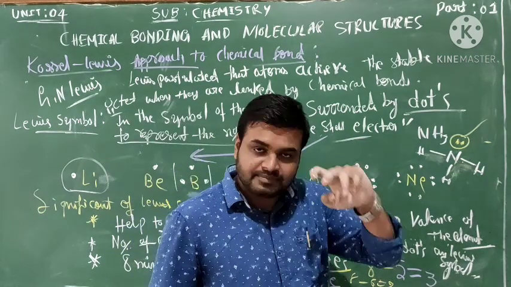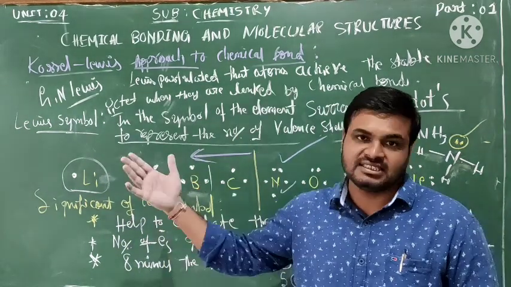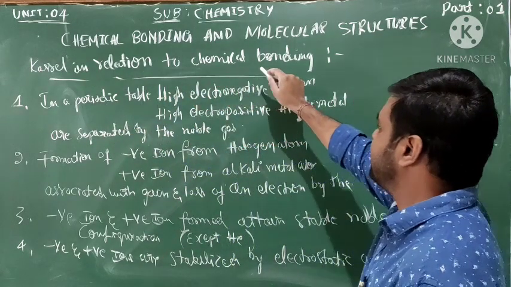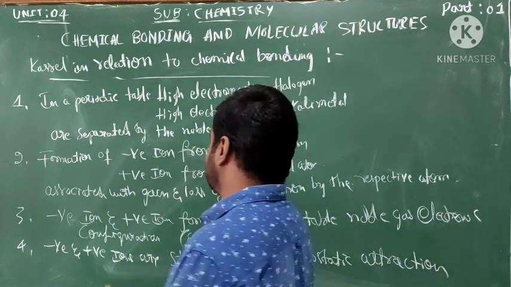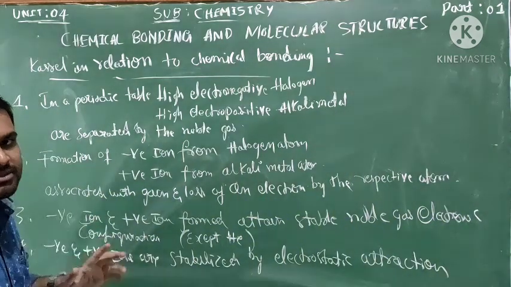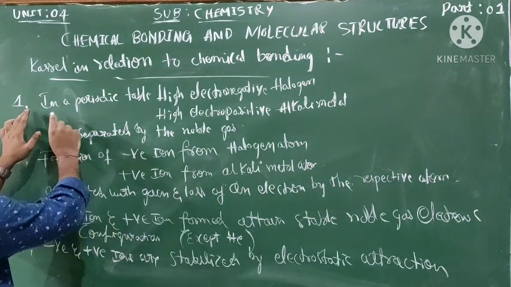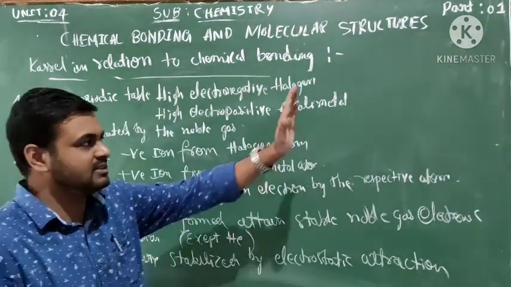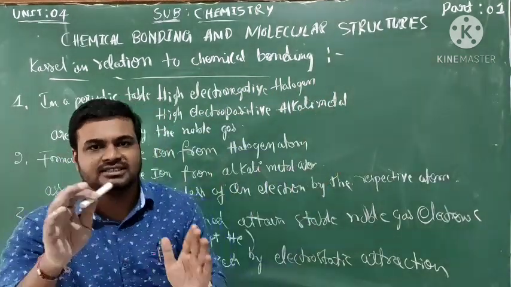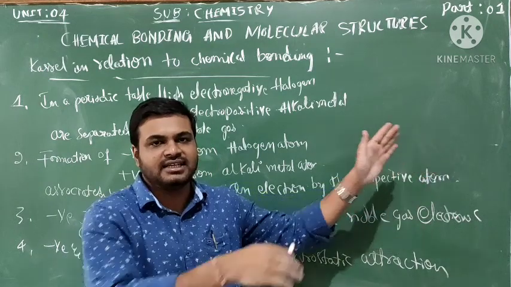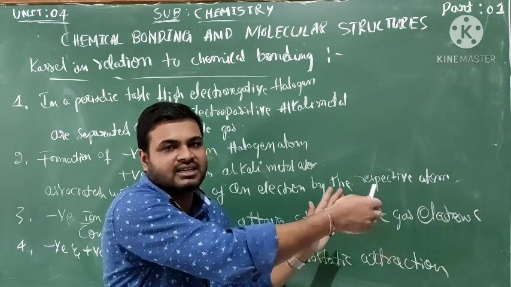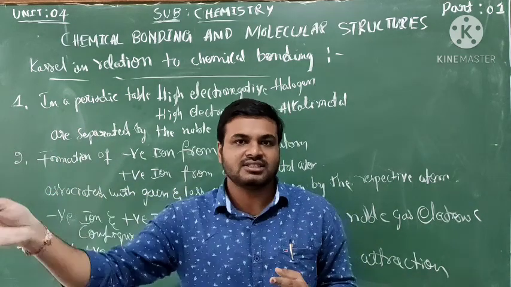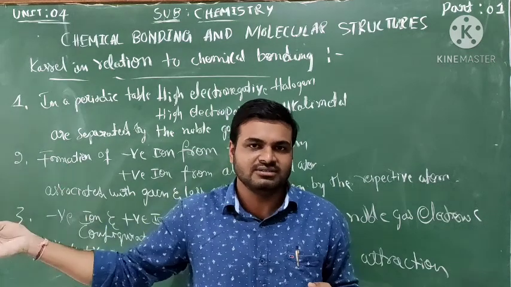Clear? So now going to the questions in relation to chemical bonding formations. Some of the following rules or facts are explained. The first one: in the periodic table, imagine this is the right side, the highly electronegative atoms, because of gaining electrons. On the left side, they lose electrons and carry positive charges.